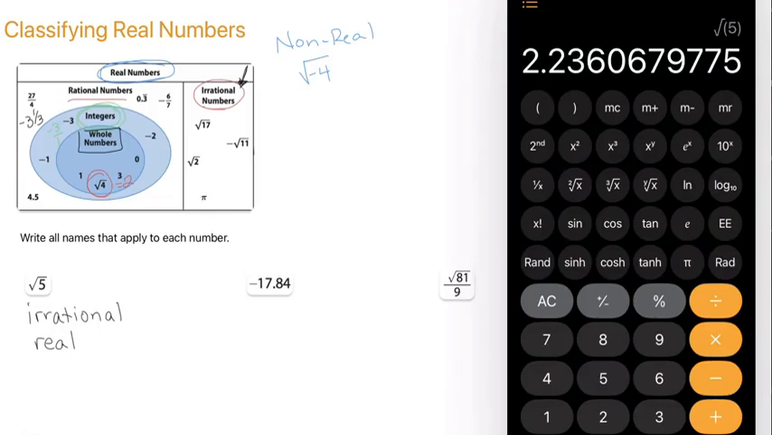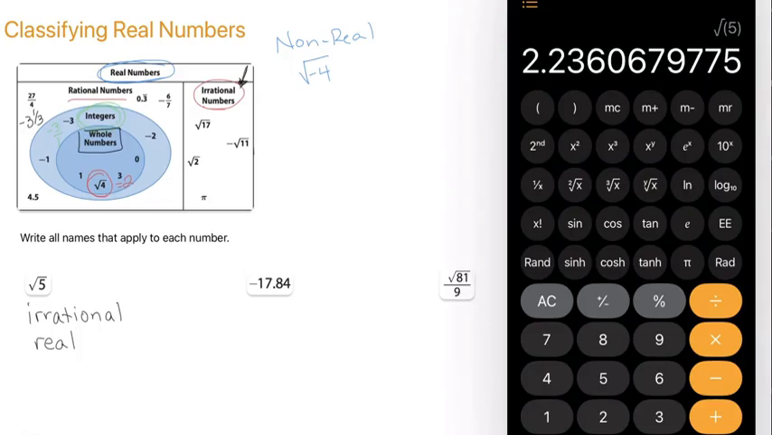Let's move on to -17.84. So we see the negative and we immediately think integer, because integer is where all of the negative numbers live, right? But integers do not have a decimal part to them. Integers cannot have decimal parts. So -17.84, since it has a decimal, cannot be an integer. It must be either rational or irrational. Rational and irrational numbers are the ones that have decimal parts to them.